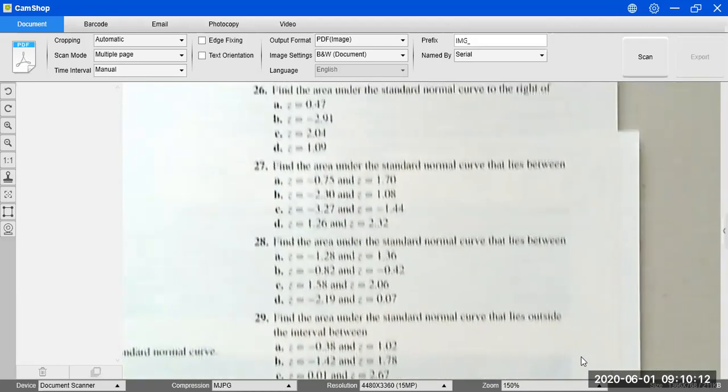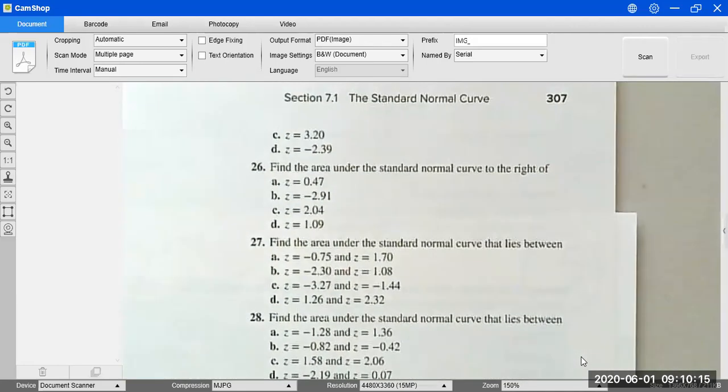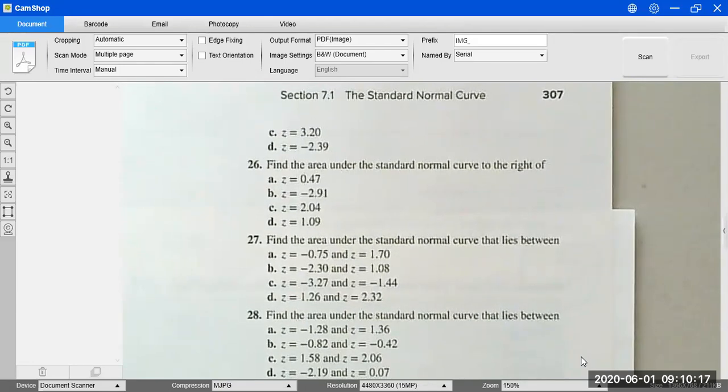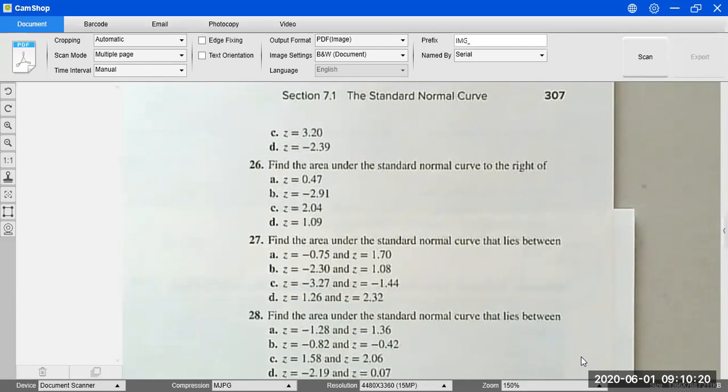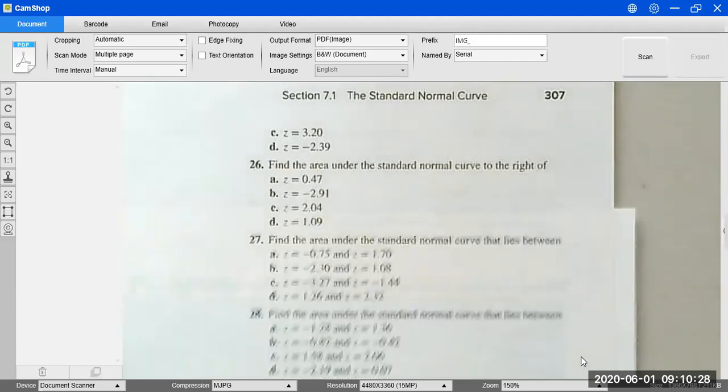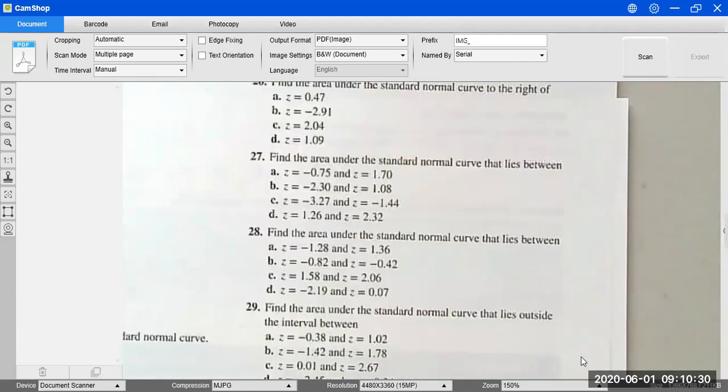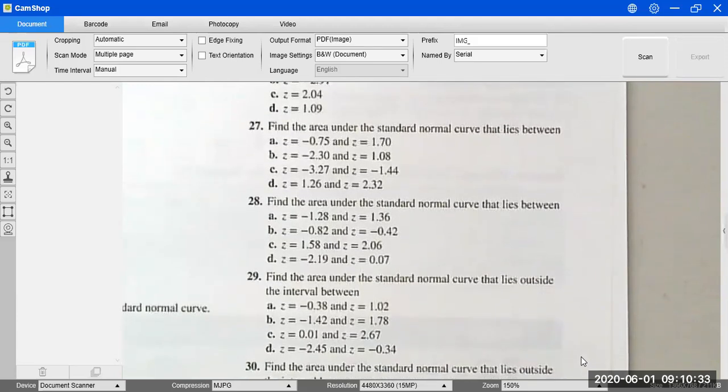Then 26, now you're going to find the area under the standard normal curve to the right. Remember, for area to the right, you need to do a subtraction to get the difference. Again, you have 4 values of z, so you're going to get 4 areas. And then finally, problem 28, you're going to find the area between 2 values. You are given the lower limit and the upper limit. With those boundaries, you're going to find the area in between. So that's the first part of your assignment.